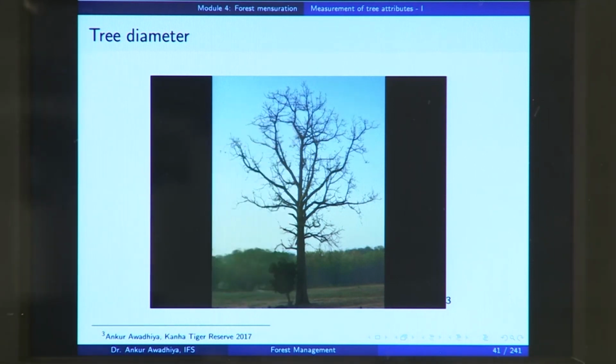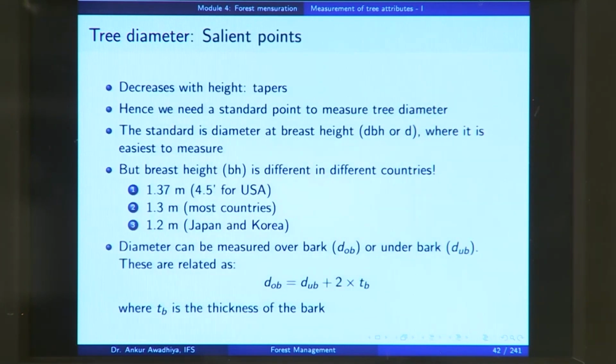So, the question that comes up is, where do you measure the diameter of the tree? Because if you measure it at the bottom, the diameter will be greater. If you measure it at the top, the diameter will progressively go on reducing. So, the salient points in the measurement of tree diameter are that the diameter decreases with the height, the tree tapers, and hence we need a standard point to measure the tree diameter.